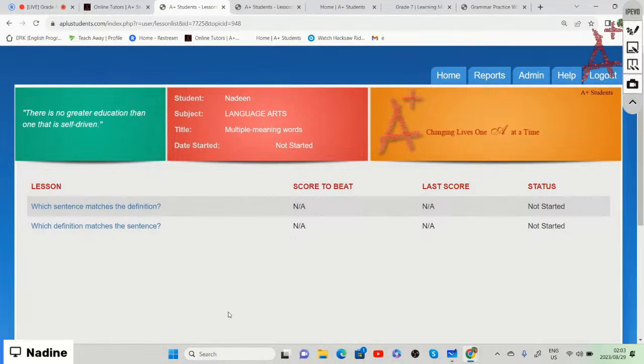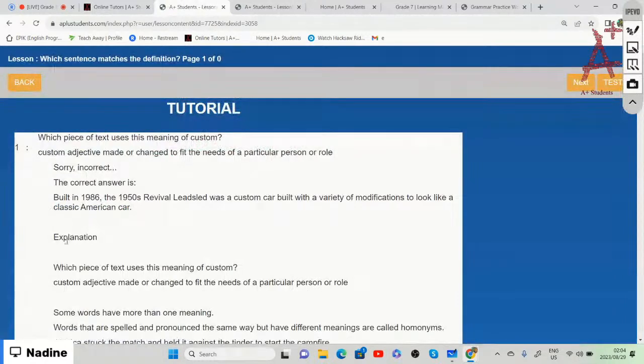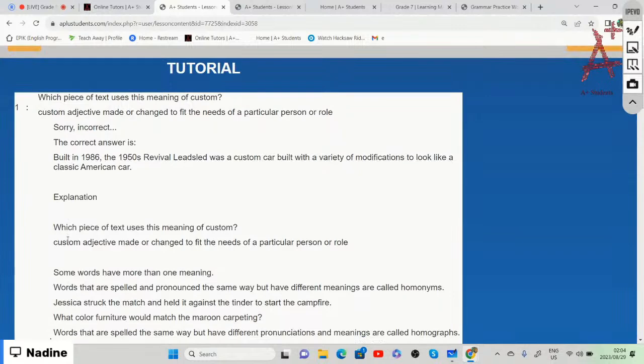All right, so we are going to start with our lesson. Once again, this is our grade 8 English lesson, and we're doing the chapter of multiple meaning words under the lessons of which sentence matches the definition and which definition matches the sentence. So we're going to the first one: which sentence matches the definition?